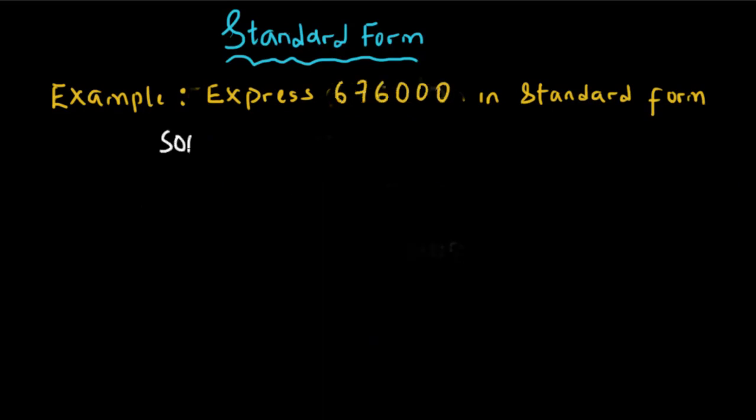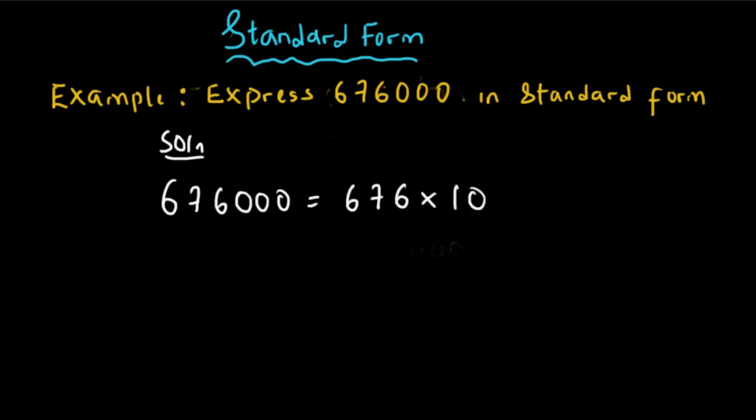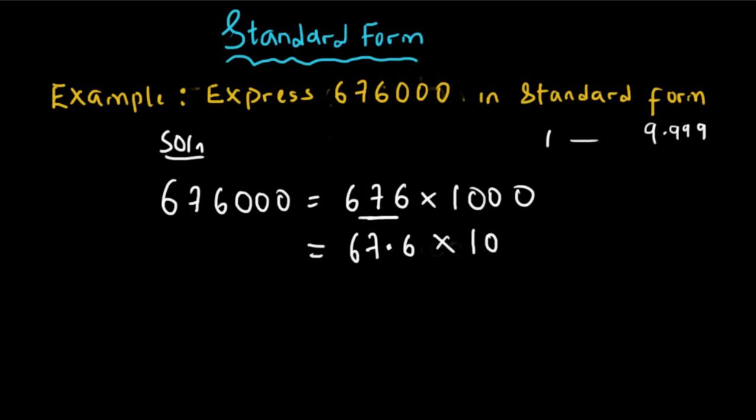Alright, so we have: express 676,000 in standard form. So we have 676, 1, 2, 3. This will be equal to 676 times 1,000. But remember, this a must be between 1 and 9.999. Now if we move the point here, we are going to have 67.6. And then we add 1 zero to 1,000, so it's going to become 10,000. But remember, 67.6 is still greater than 9.999. So we move the point again. We are going to have 6.76.